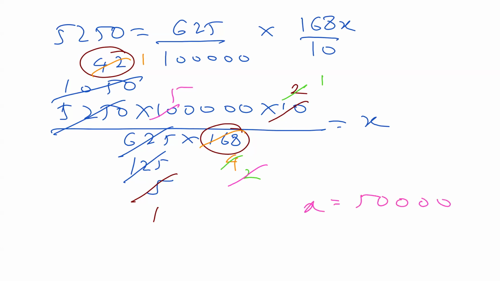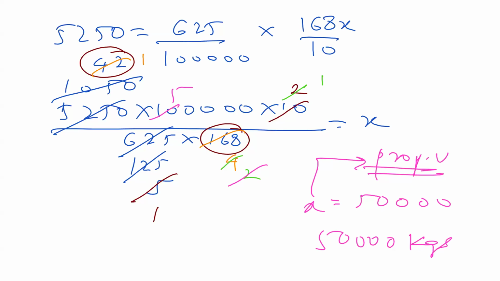So what is x? x is nothing but the property value for the rice, the cargo has x kgs of rice. Therefore, the cargo has 50,000 kgs of rice. This is how you are going to solve this particular problem.